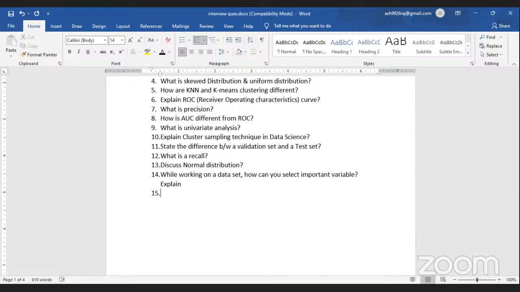Now we move to our next question. What is a decision tree algorithm?